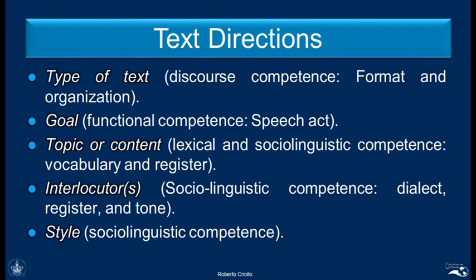Another thing will be the style. We will ask them to write, for example, a formal or an informal letter. And this will allow us to assess their sociolinguistic competence. Finally, we also specified the length. Why? Because we don't want them to write too much or too little. Giving a specific number of words for the test takers allows us to make this task more reliable and fair for everybody.